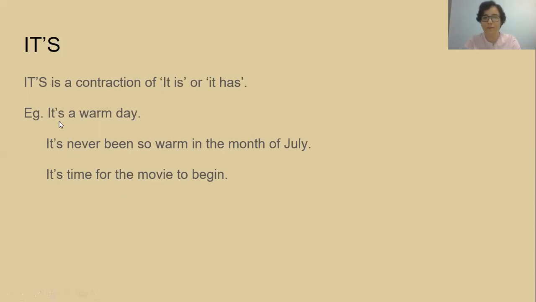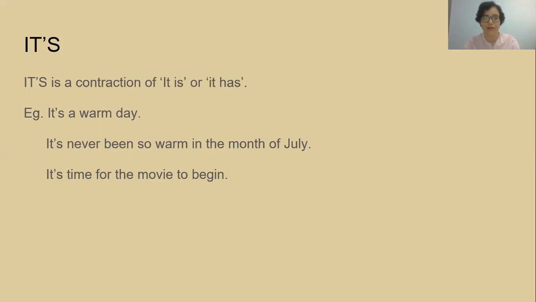What was the full form? It is a warm day, right? I don't want to say it is a warm day, so I'm saying it's a warm day. But when I write it, I have to make sure that I put the apostrophe there to show that something is missing. What's missing? I is missing, the letter I. Because instead of it is, I'm saying it's. It should actually be it is in full form. So I have to use the apostrophe in the exact place where the letter is missing.